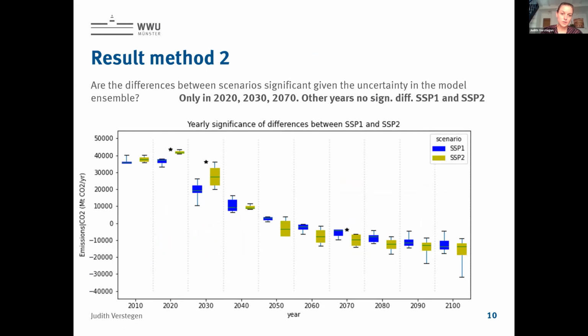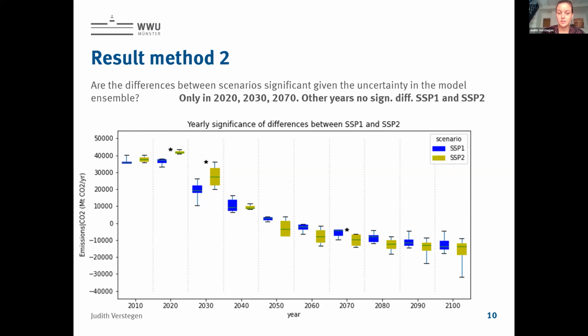Applying this to our selected scenarios, we can make this figure. Here I test each time one by one, per year, the difference between SSP1 and SSP2. And if that difference is significant, I've placed a star. We see that only in three particular years, 2020, 2030, and 2070, the difference between the two SSPs, between the two pathways, is actually significant.